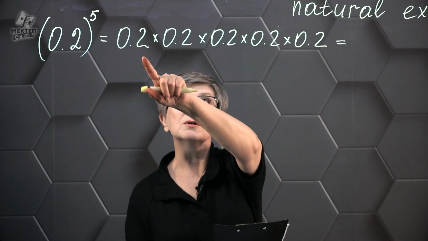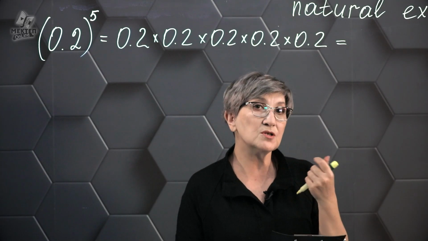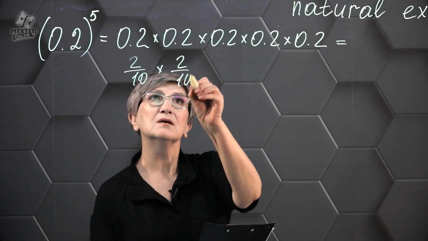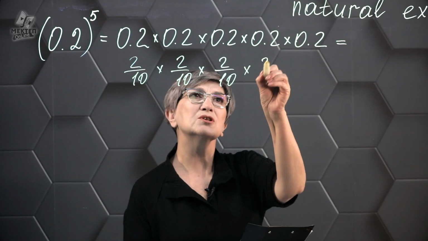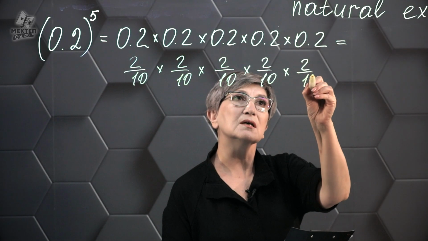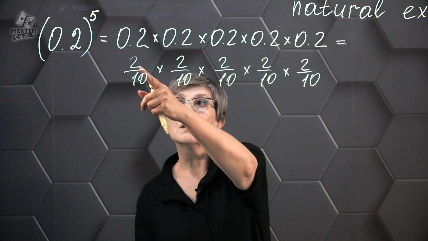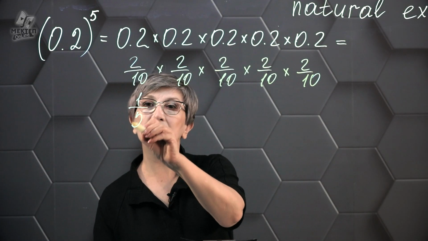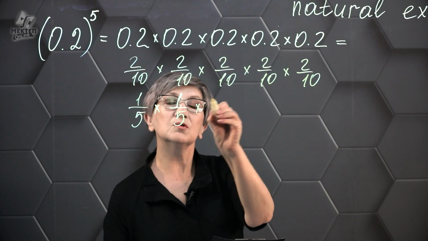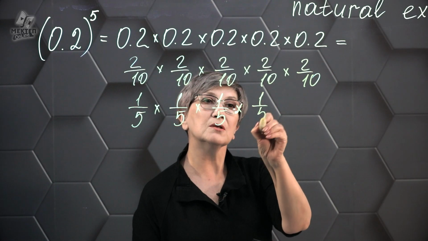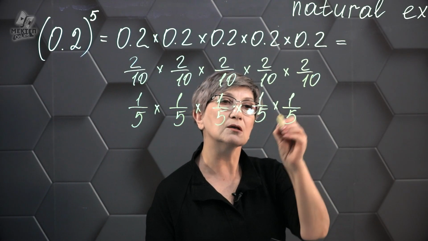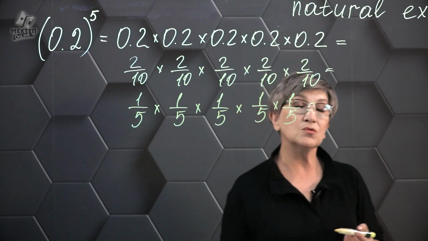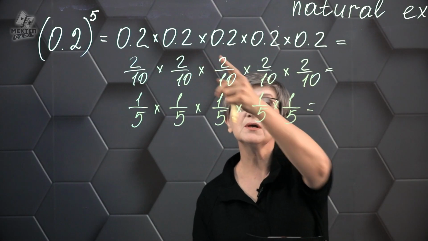In order to multiply 0.2 by itself 5 times, you can write this as fractional numbers. 2 tenths times 2 tenths, multiply by 2 tenths, multiply by 2 tenths, multiply by 2 tenths, multiply by 2 tenths. In this case, you can divide the numerator and denominator by 2. As a result, you will have 1/5 times 1/5 multiplied by 1/5 multiplied by 1/5 multiplied by 1/5 and multiplied by 1/5 again.